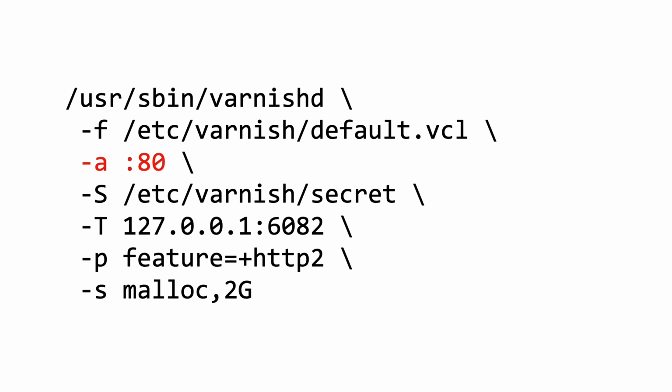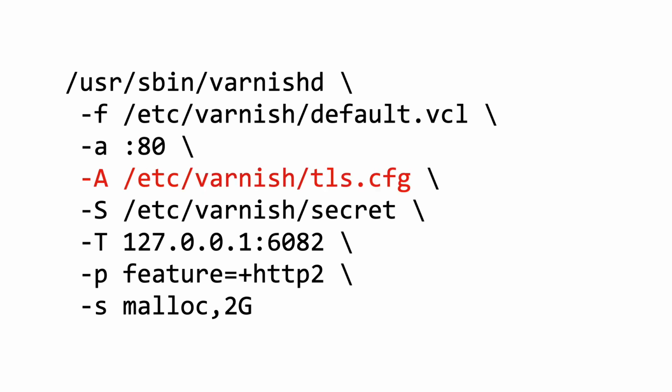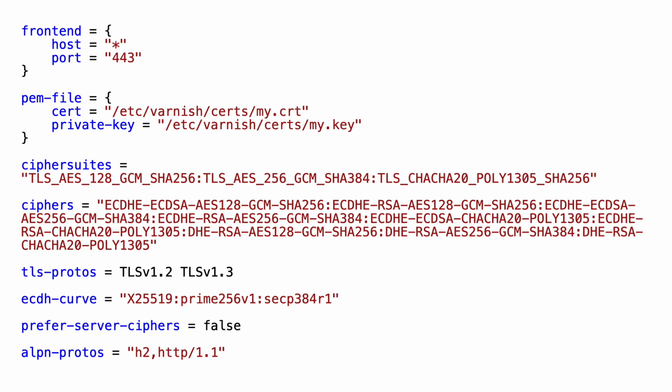But if you want to have access on 443 for HTTPS content, well, then you need to configure the -A uppercase runtime parameter and refer to a configuration file. In this case, it's /etc/varnish/tls.cfg. And that configuration file contains all the TLS related parameters. Its configuration syntax is inspired by Hitch, our very own open source TLS proxy. We use those same directives, but we ignore the ones that are irrelevant to native TLS.